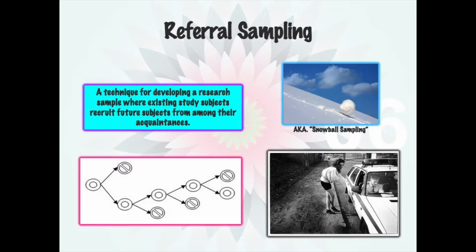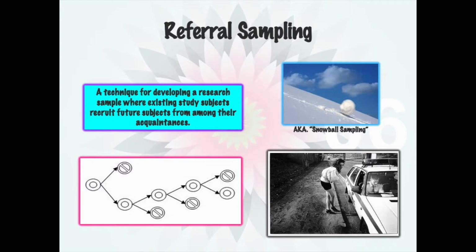And the last sampling method we're going to discuss is also a non-probability sampling method. It is referred to as referral sampling, or actually more often it's referred to as snowball sampling. And so this type of sampling is a technique for developing a research sample where existing study subjects recruit future subjects from among their acquaintances.